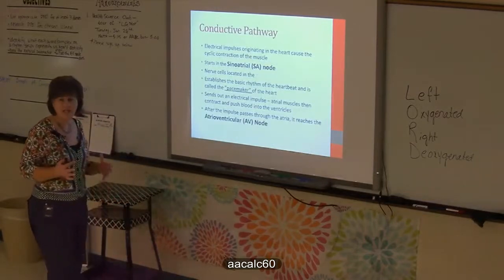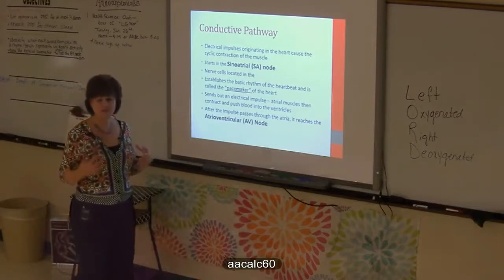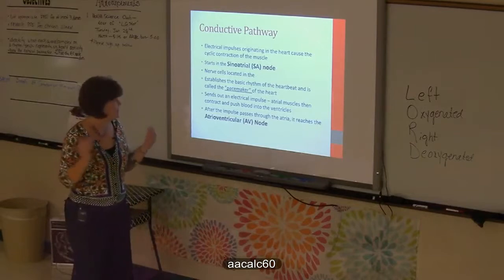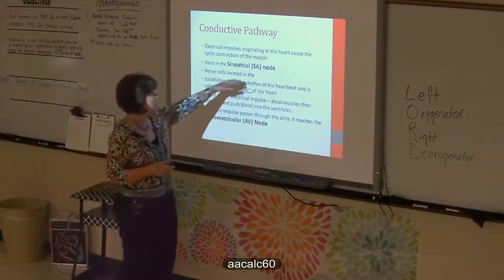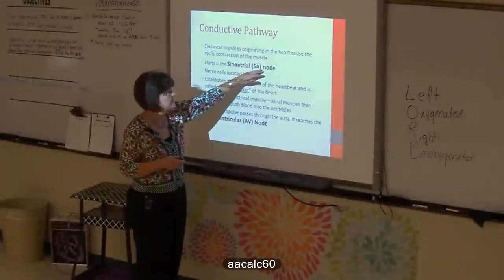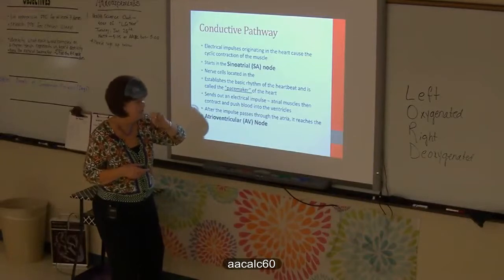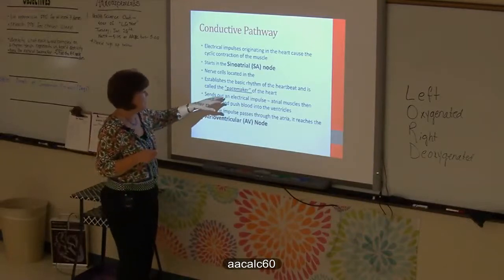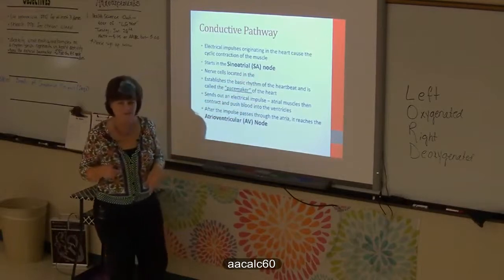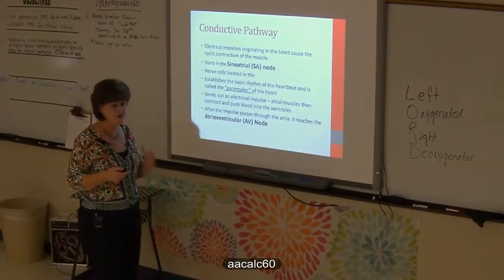So let's talk about that electrical system a little bit. So those electrical impulses are originating within the heart to send that impulse to create that heartbeat. Okay? And it starts in what we call the sinoatrial or the SA node. Okay? Sinoatrial or SA node is where those nerve cells are created that send out that electrical impulse to make the heart contract. And we call that the pacemaker. Okay? The SA node is the pacemaker. And it establishes the rhythm of the heartbeat.